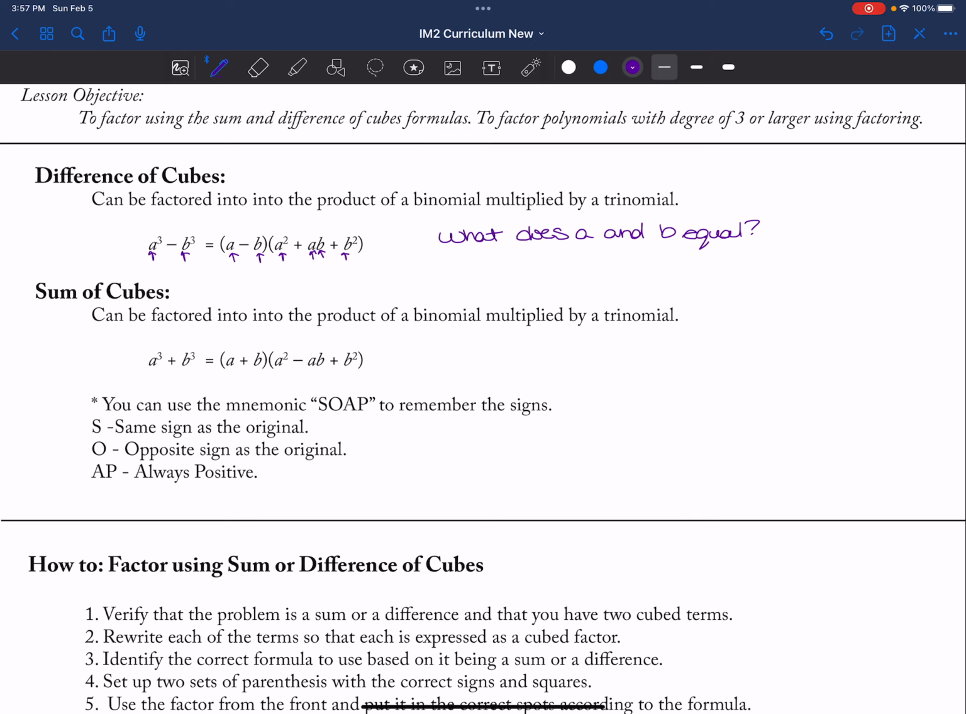Okay, same thing for a difference of cubes or a sum of cubes here. So the first one's the difference of cubes because of the subtraction, and then the sum of cubes has the addition. But again, all I'm trying to do is figure out what A and B equal, because if I can figure out what that is equal to, then I can factor it.